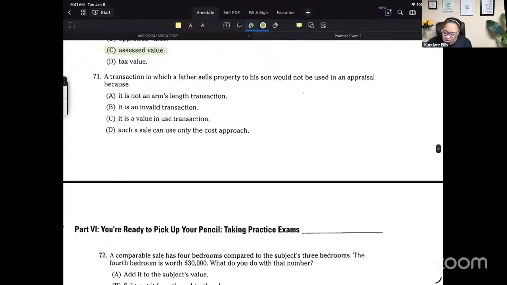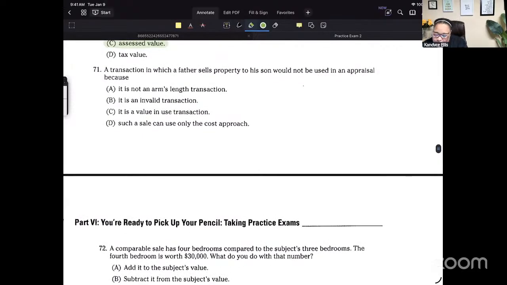All right, 71. A transaction in which a father sells property to his son would not be used in an appraisal because, is it A, it's not an arm's length transaction, B, it's an invalid transaction, C, it is a value in use transaction, or D, such a sale can use only the cost approach?